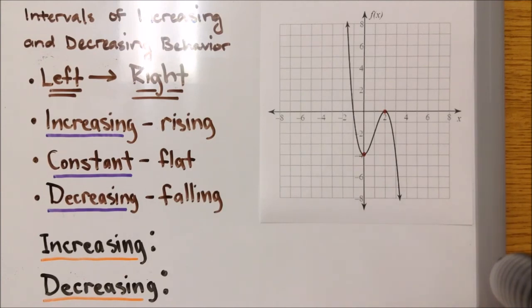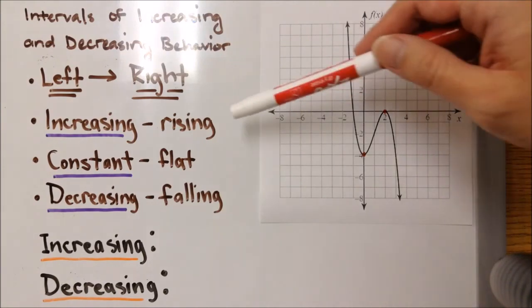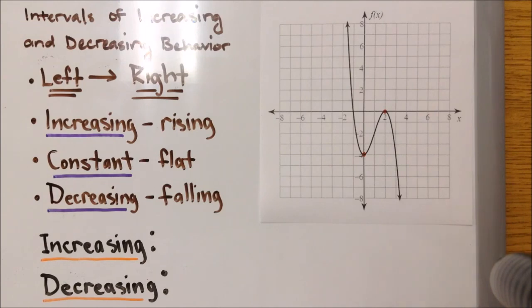Now it doesn't matter which order. You can do decreasing first and then increasing, or you do increasing first and then you do decreasing. But you have to be very careful when you're writing your intervals. So, in this first graph, we're going to focus on increasing. Again, doesn't matter which order, just gotta do it correctly. Increasing is defined as rising from left to right.